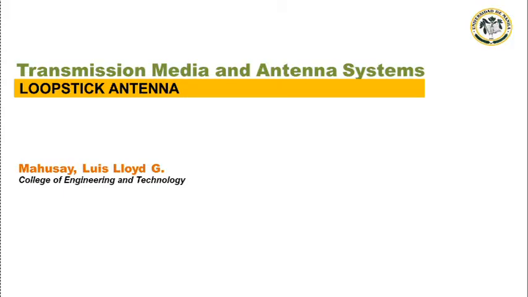Welcome to Transmission Media and Antenna System. In this lesson, we'll talk about the loopstick antenna. The little antennas inside radios are called loopsticks because they are made from loops of fine wire wrapped around a rod of ferrite material. We'll also talk about history, different types of loop antenna, small loop antennas and their examples, ferrite rod antennas, and AM/FM antennas.